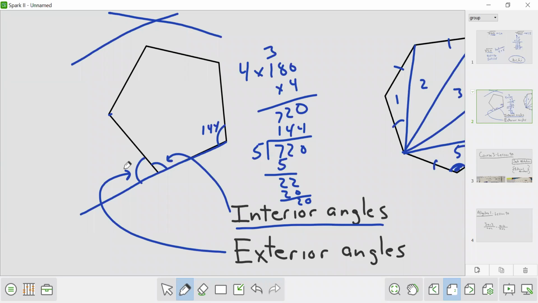And that exterior angle, you can figure it out. If you know what the interior angle is, you can figure out the exterior, because they're always both going to be adding up to 180 degrees. So if I know that this one is 144 degrees, I take my 180, subtract my 144, and I'm going to get 36 degrees.